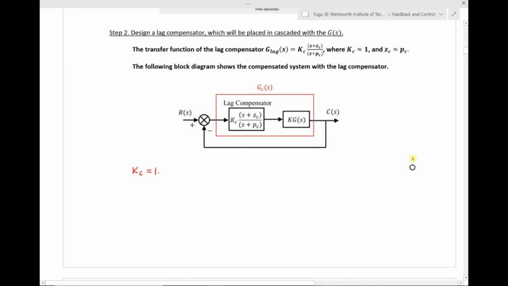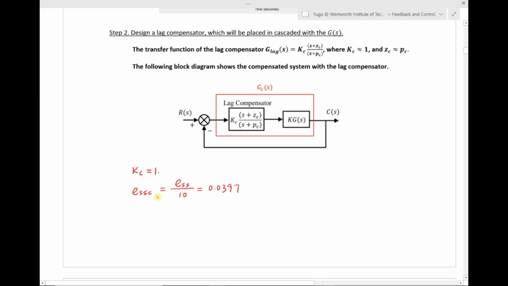What you're seeing here is the block diagram of the system with the lag compensator already placed on the forward path. I have already combined the gain of the original system K with the plant G of s. Here we're going to choose the gain of the lag compensator to be equal to 1. We just need to figure out the values for Zc and Pc. In order to design for Zc and Pc, we need to know the ratio of the position constant after compensation to that before compensation. So let's do that first.